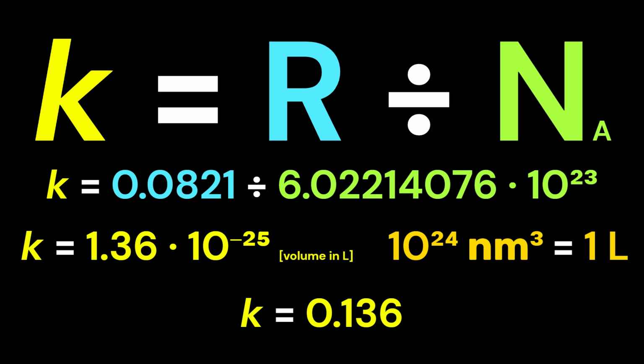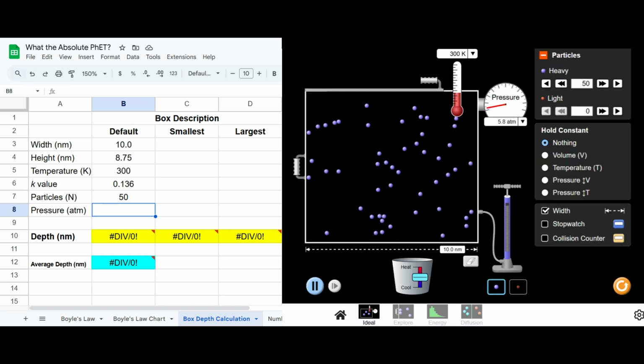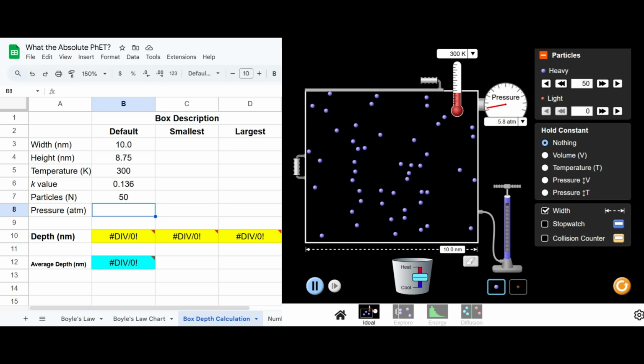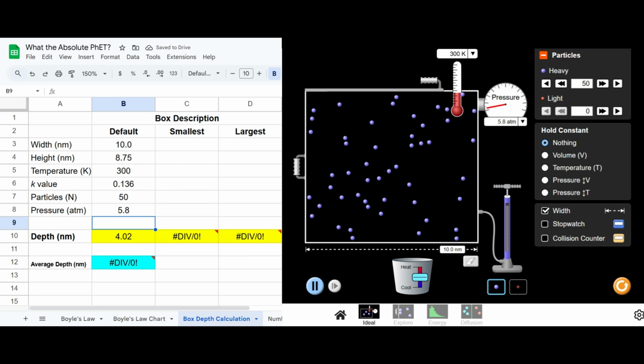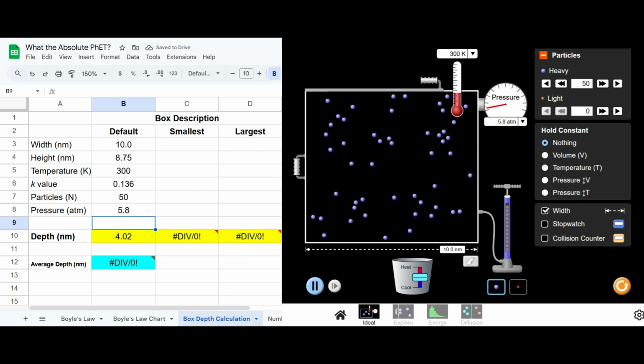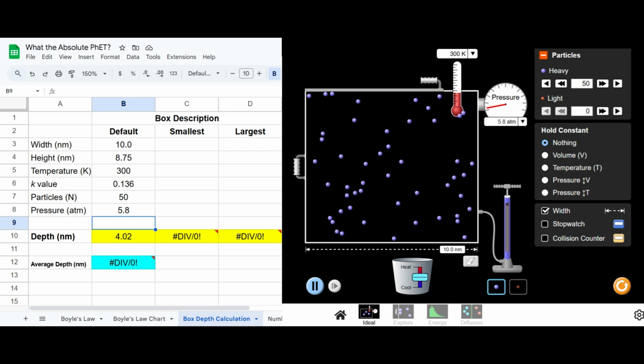Now that all of the variables have been settled, I can finally determine the depth of the box. My spreadsheet is already prepared. Depth is calculated by multiplying the number of particles, Boltzmann's constant, and temperature, then dividing by pressure, width, and height. I already know what everything is going to be except pressure. So looking back at the simulation, I see the pressure is 5.8 atmospheres. Putting that into the calculator, the depth of the box turns out to be about 4 nanometers. I have no idea how reasonable this value is, but it seems neat and clean, which could make a lot of sense from an it needs to be easy to program perspective.